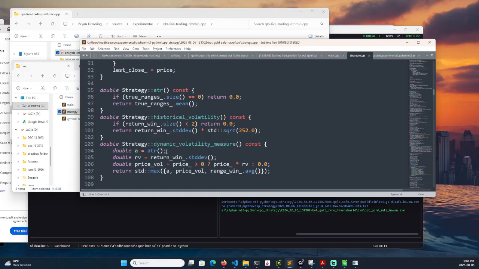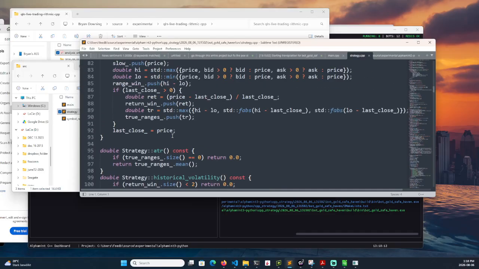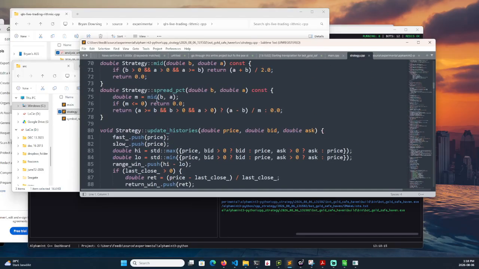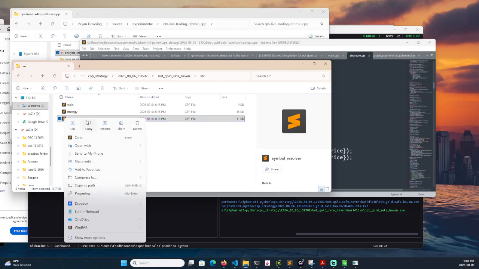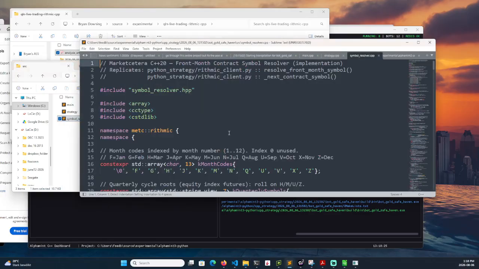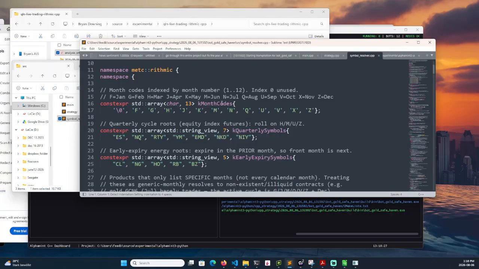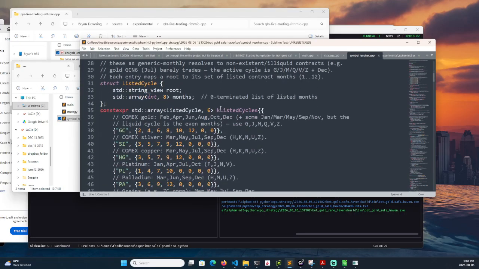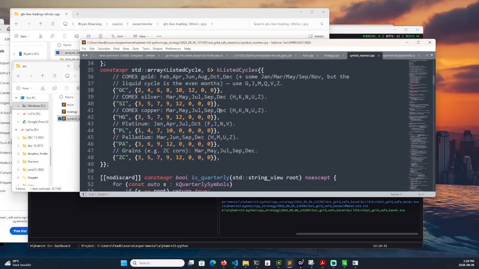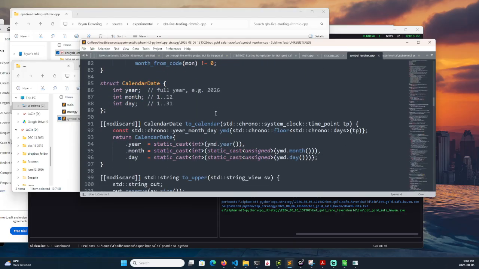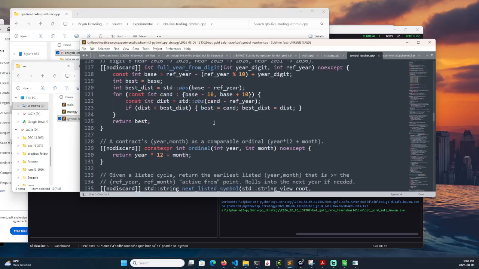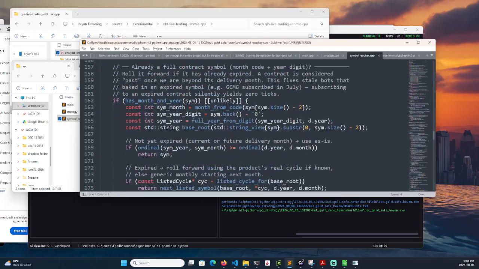So we have here historical volatility, dynamic volatility measures, updated, historical. We have here the symbol resolver. This is for building out the contract size of the options and the forward contract. We know it's trading the gold GC. Okay, so there's some of the code there.